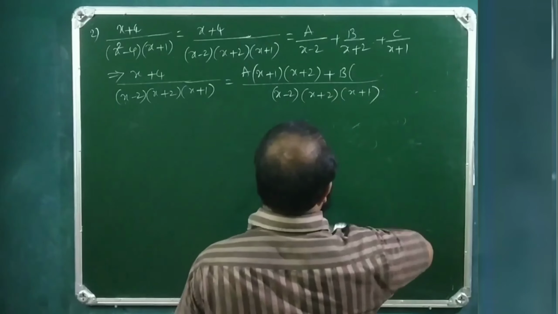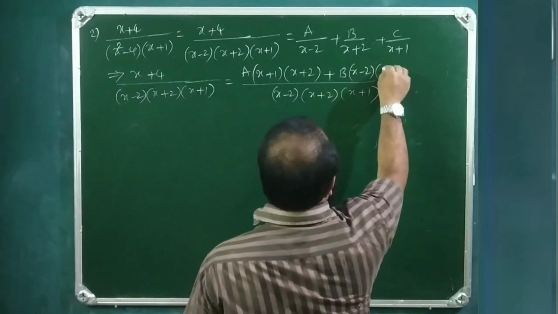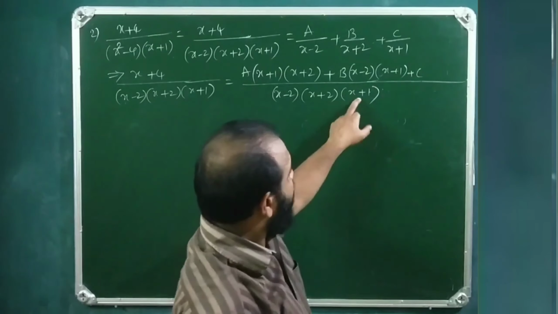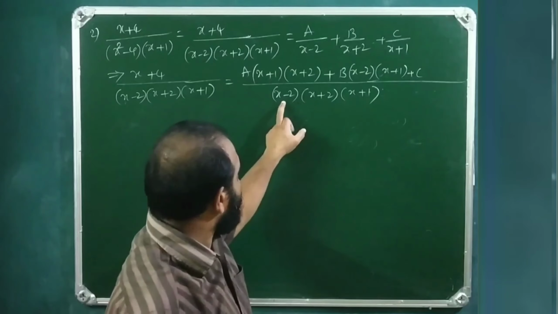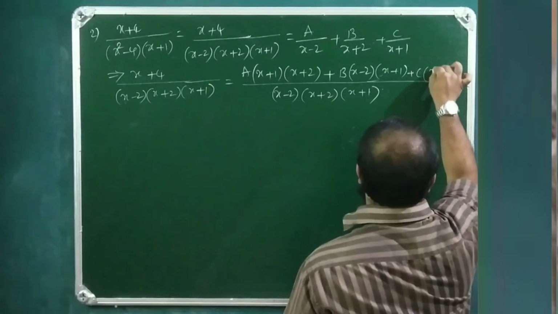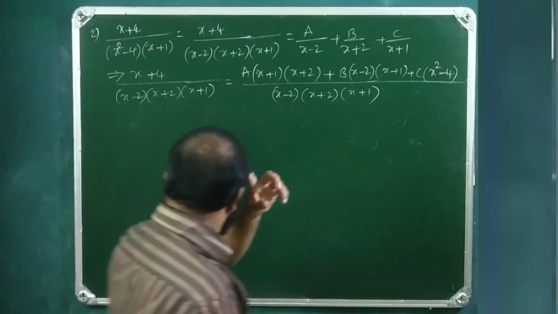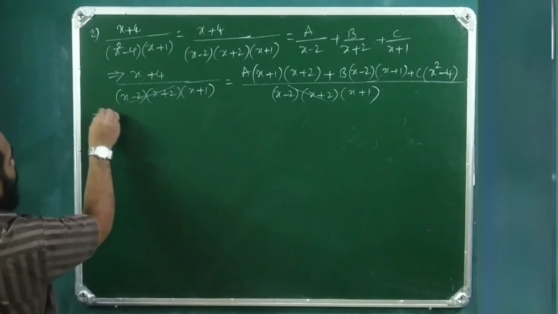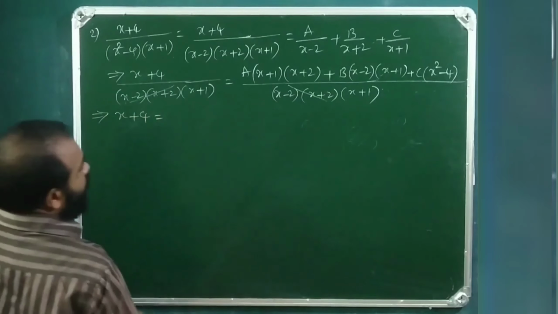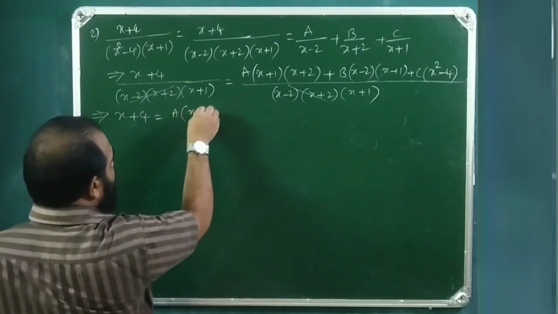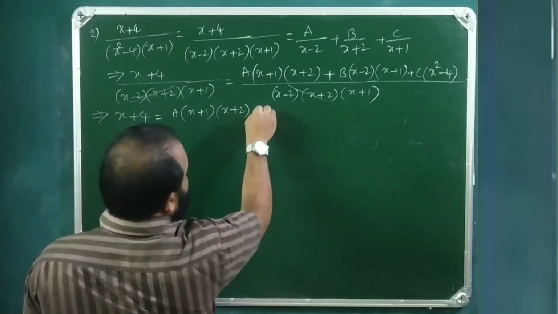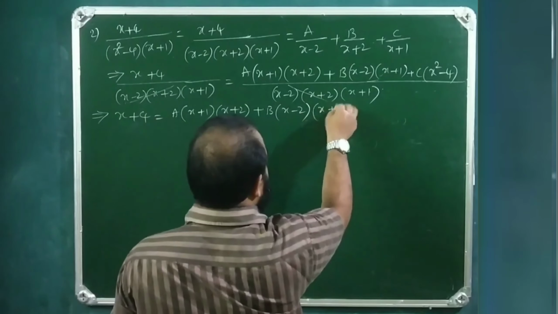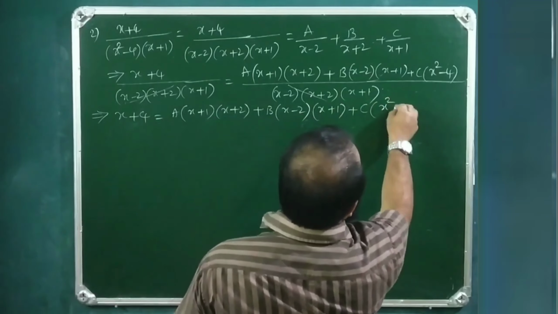So b into x minus 2 into x plus 1 plus c into, x plus 1 gets cancelled. We will get x minus 2 into x plus 2, that is x square minus 4. So this and this gets cancelled on both the sides. So x plus 4 is equals to a into x plus 1 into x plus 2 plus b into x minus 2 into x plus 1 plus c into x square minus 4.